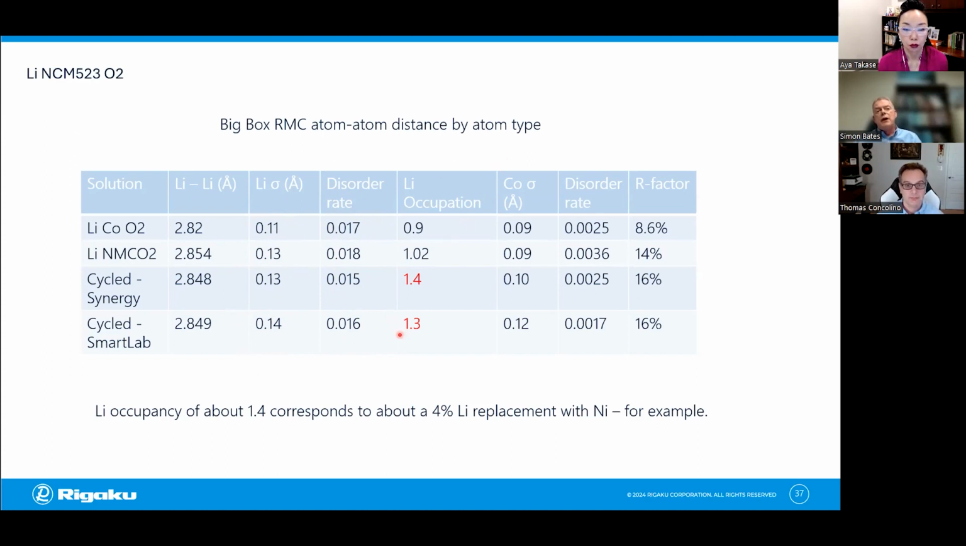But where we really see a big significant difference is in the lithium occupation number. For the lithium cobalt oxide, we had low occupation of lithium, which means that it was somewhat discharged. Some lithium had left. And so the pristine starting material is about 1. That's what we might expect. But even after a short number of cycles, we've got this increase in lithium occupation.